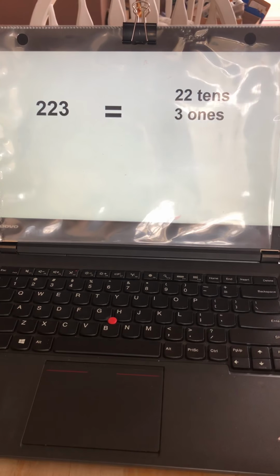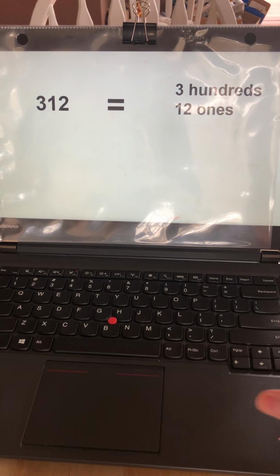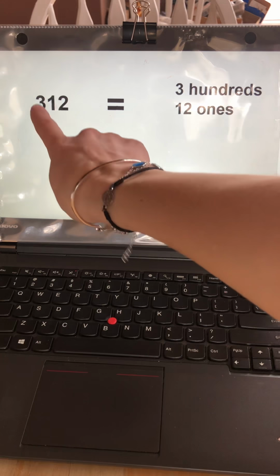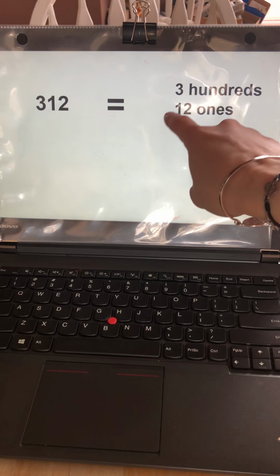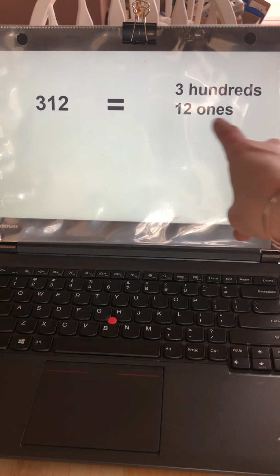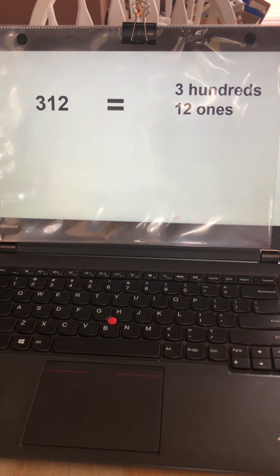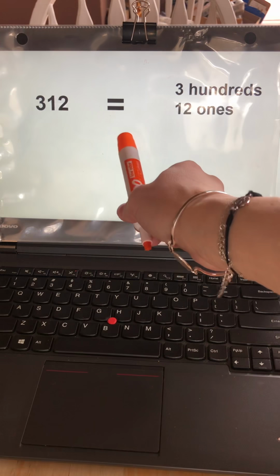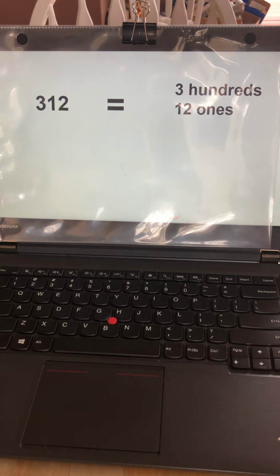Let's continue. Ready? All right. Now we have 312 in standard form. 312, does that equal 312 ones? Give you a few seconds to think about it. I have 312. Does that equal 312 ones?